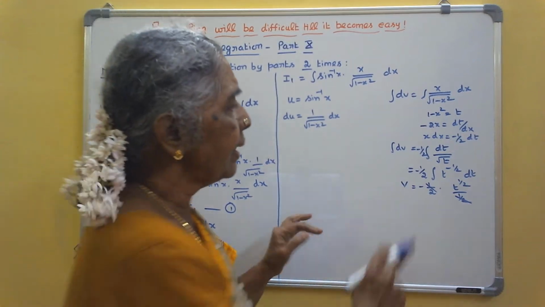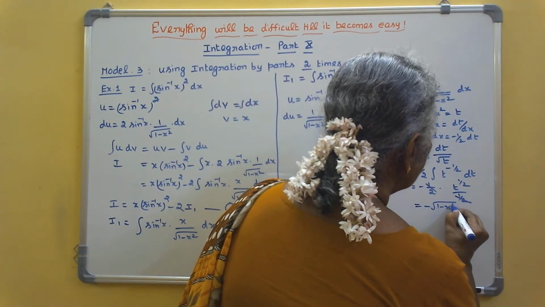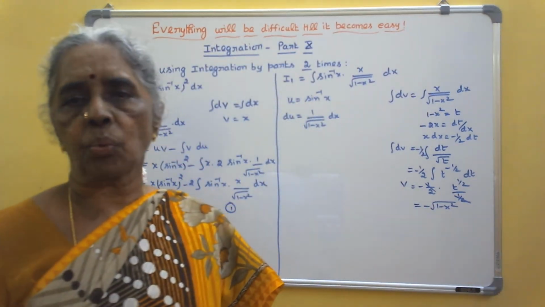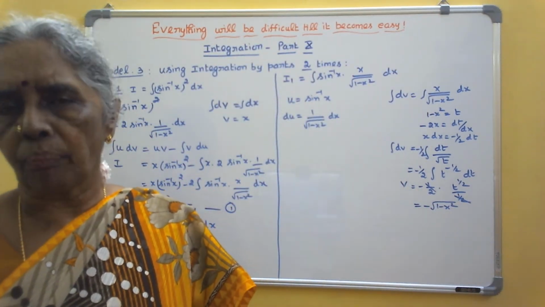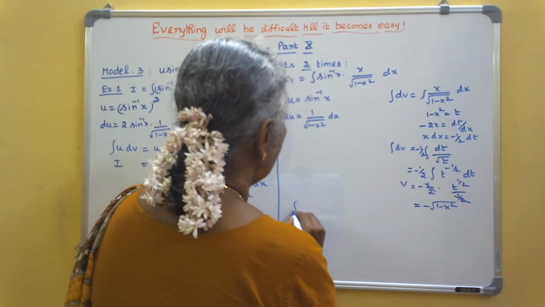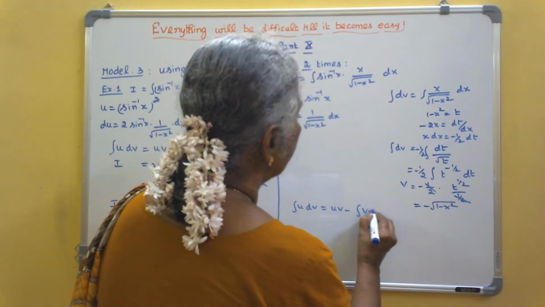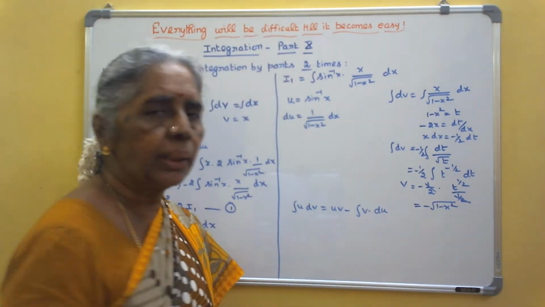What is t? T is 1 minus x squared. So you will get minus root 1 minus x squared. That is your v now. Now the same formula as usual. What is the formula? Integral u dv is equal to uv minus integral v du.